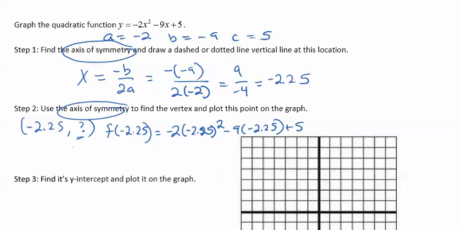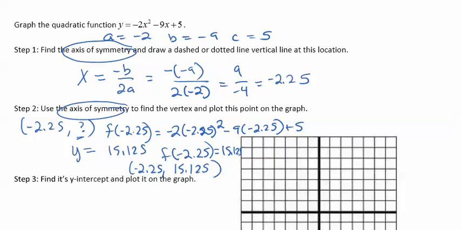You should have gotten that y, or f of x, would be equal to 15.125. So f of negative 2.25 is equal to 15.125. Another way to write it is as a point, so negative 2.25 comma 15.125.